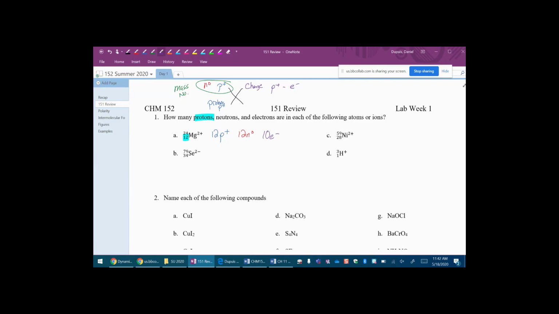That's good. Selenium, protons, 34 protons. Neutrons, well, 79 minus 34. What is that, 45?